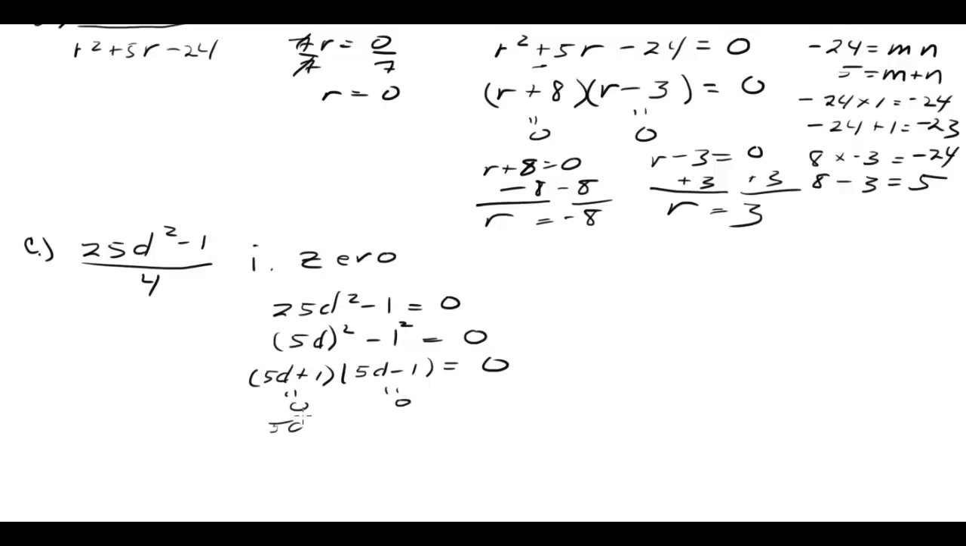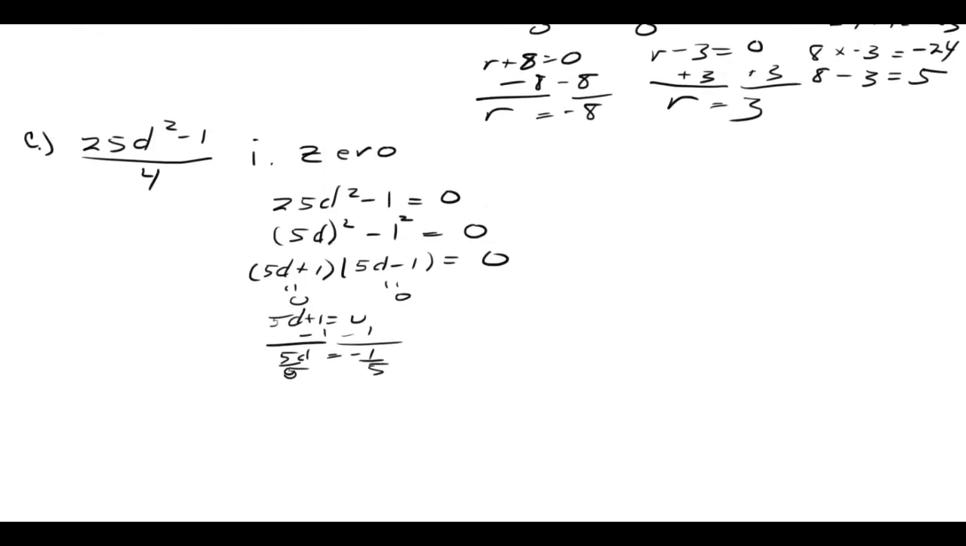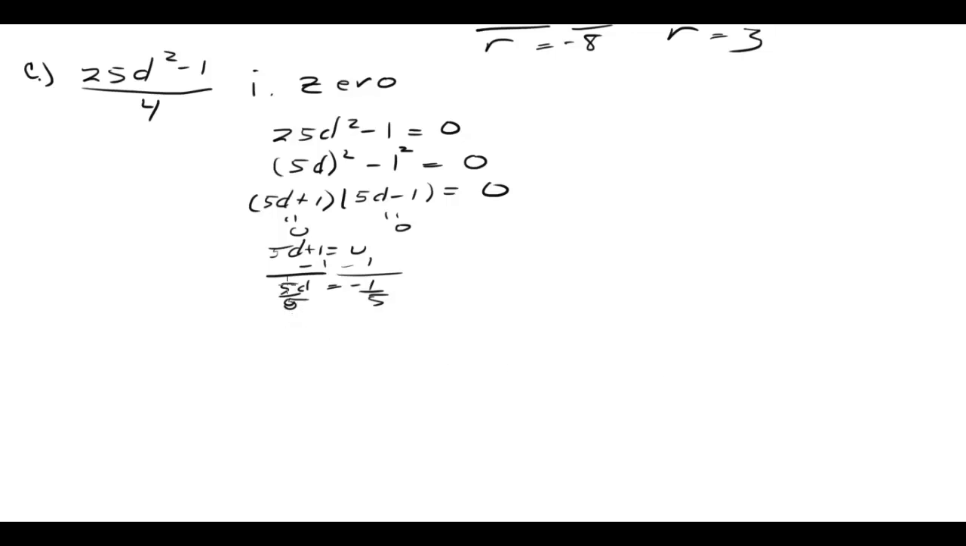So I have 5d plus 1 equals 0. Subtract 1, subtract 1. And I get 5d equals minus 1. Divide both sides by 5. That cancels. I get d equals minus 1/5. All right, so the next question.